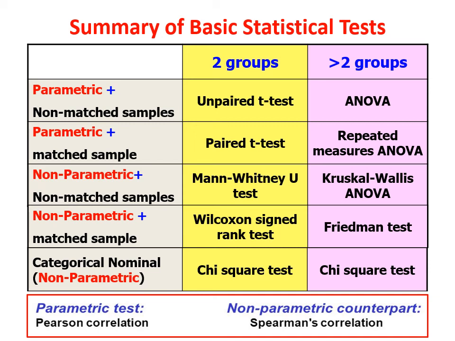If we have non-parametric data between two groups, and the two groups are not matched, meaning different groups, control and model for example, here we use Mann-Whitney. So the Mann-Whitney test is the alternative to the unpaired t-test if the data is non-parametric. While Wilcoxon is the alternative to the paired t-test if we have non-parametric matched data, before or after, but the data is non-parametric. In this case we can use the Wilcoxon test.